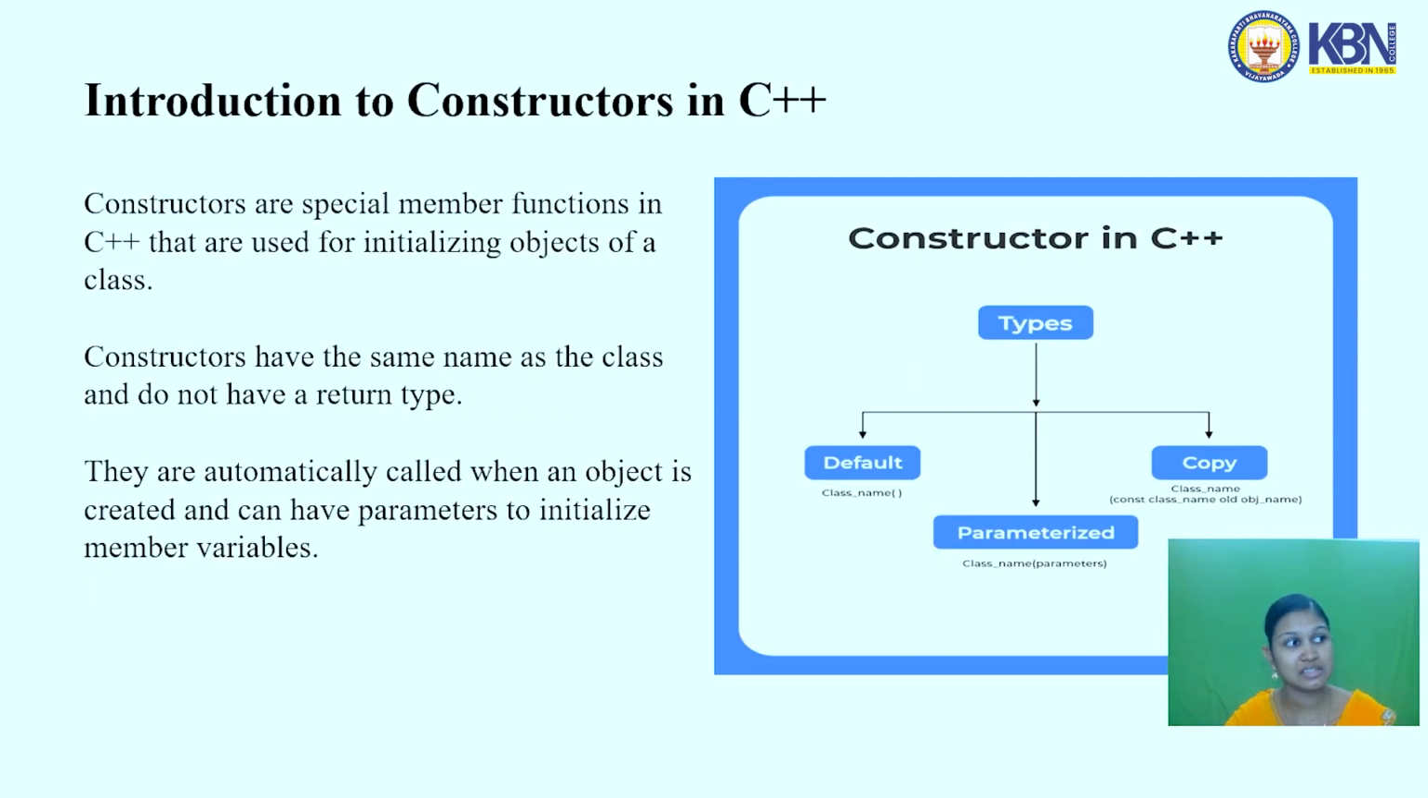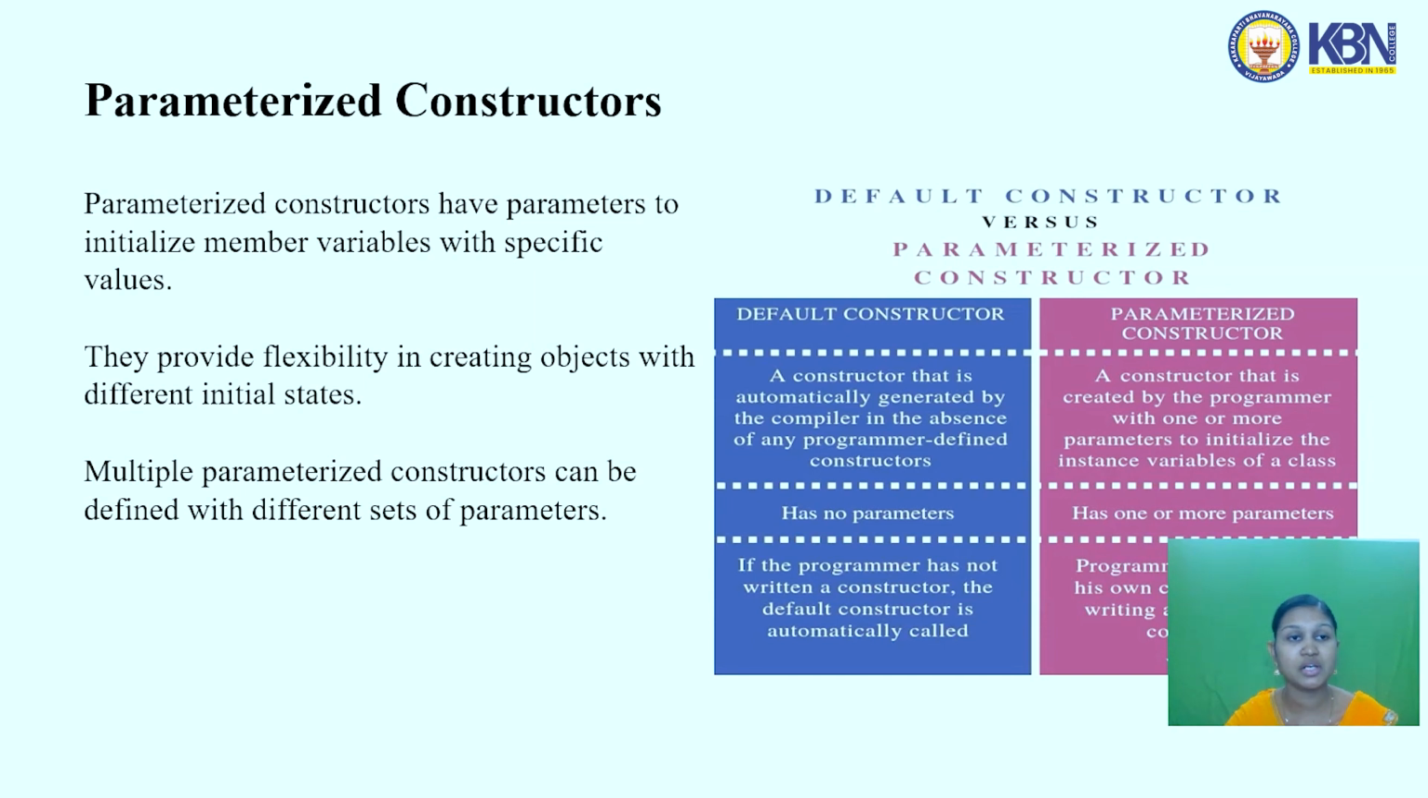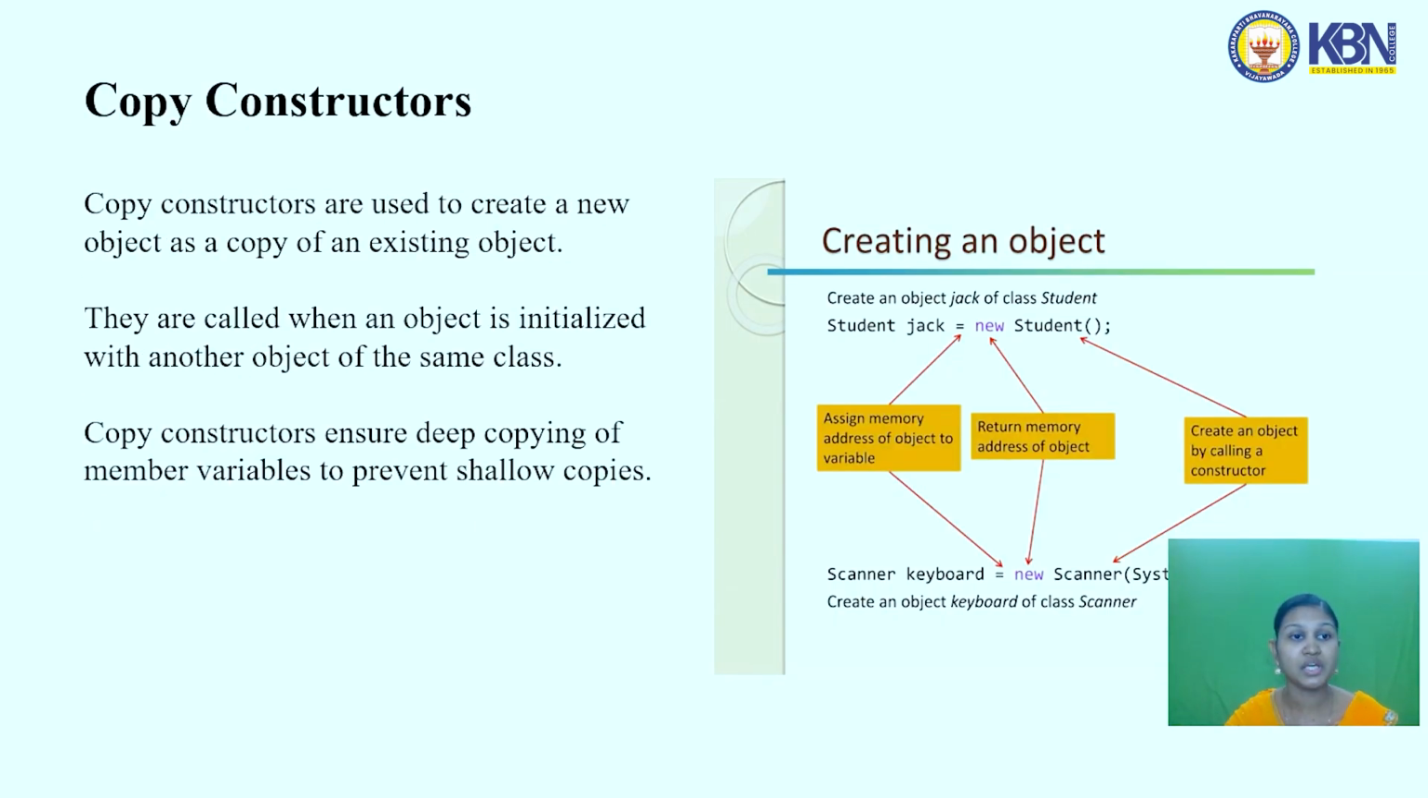What are constructors in C++? In C++, constructors are special member functions that have the same name as the class and do not have any return type. They are invoked automatically when objects are created. A default constructor is one that takes no parameters. A parameterized constructor is one where you can pass some values, variables, or arguments. A copy constructor creates a new object from another existing object.